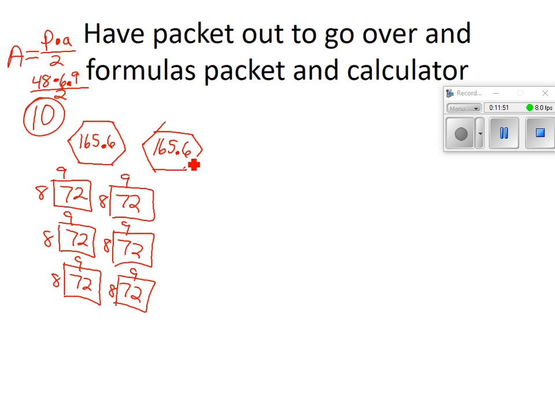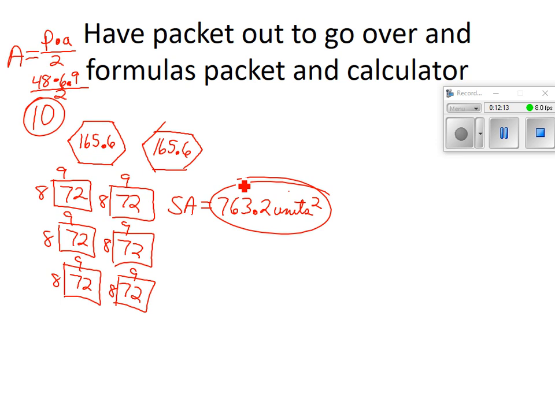Do we have all that now? Yeah. So what are we going to do next? Add them all up. 763.2. What's our units? Units squared. I don't see any units on that one. So just units squared, that's our surface area.